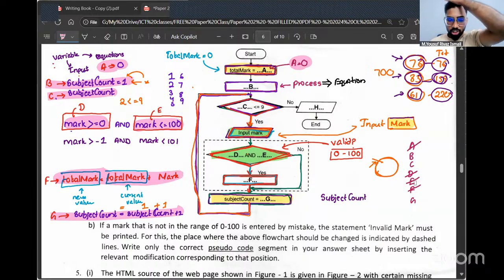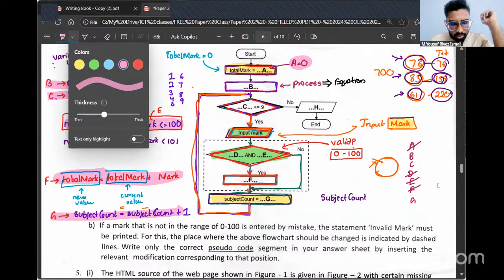Why G is plus 2? I didn't say plus 2, plus 1. Does it look like 2? Let me rewrite it. It's plus 1. Subject count equals subject count plus 1. Okay. G is subject count plus 1.